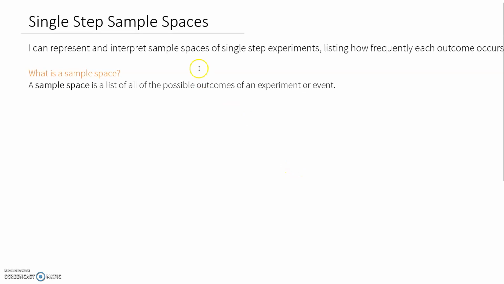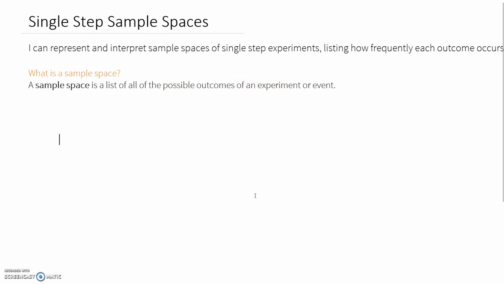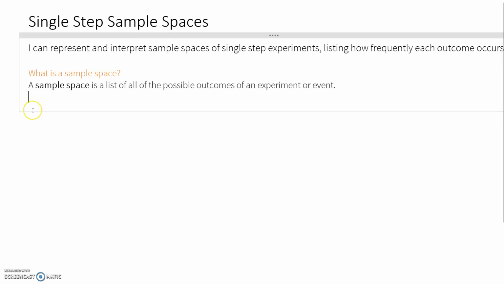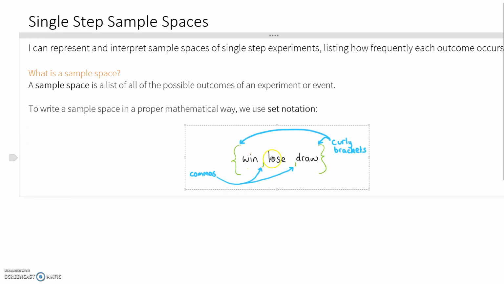So what is a sample space? Okay, so a sample space is basically just a list of all the possible outcomes of an experiment or event. So all we're doing is listing every single thing that could happen. And we're going to do it in a special way. We're going to write it in what we call set notation. Okay, so we're going to write it just like this.